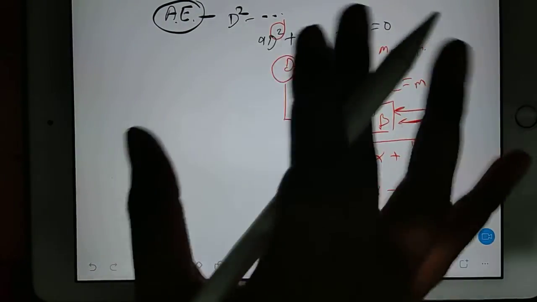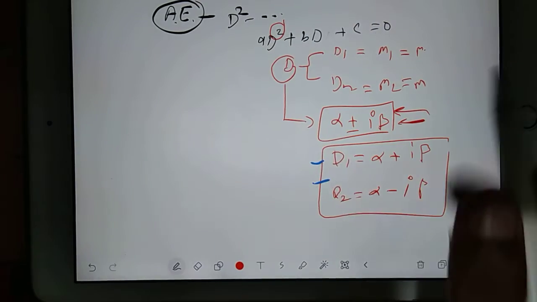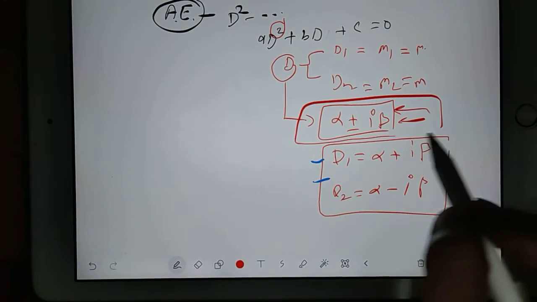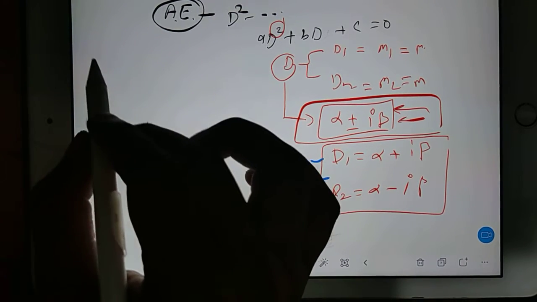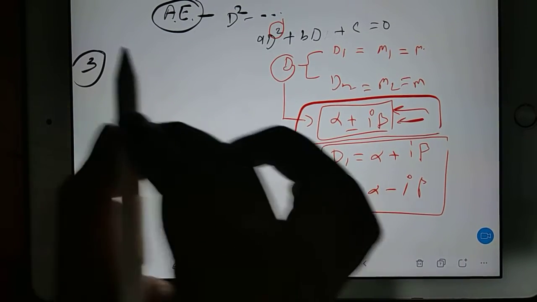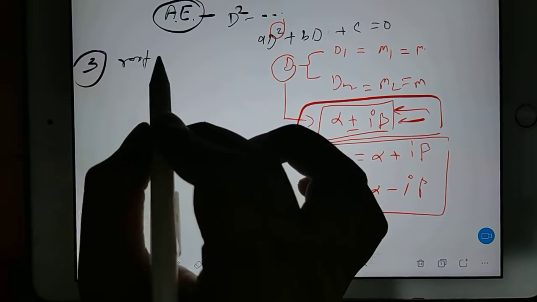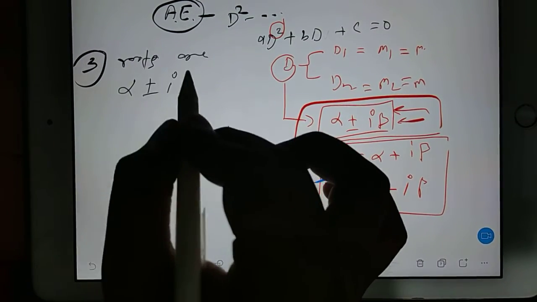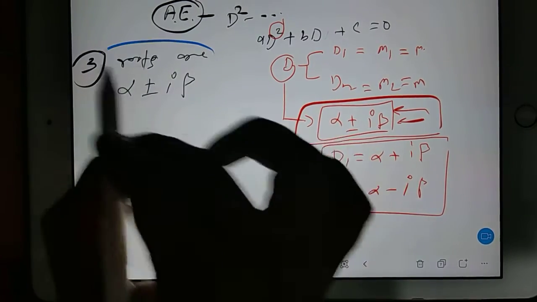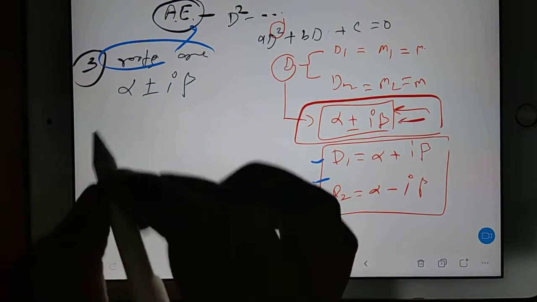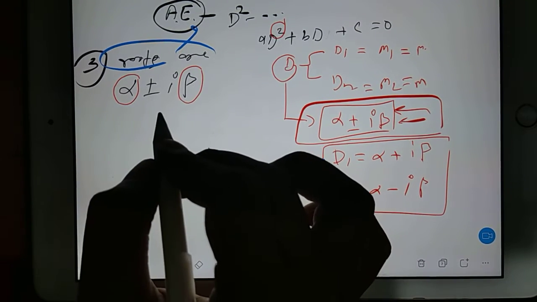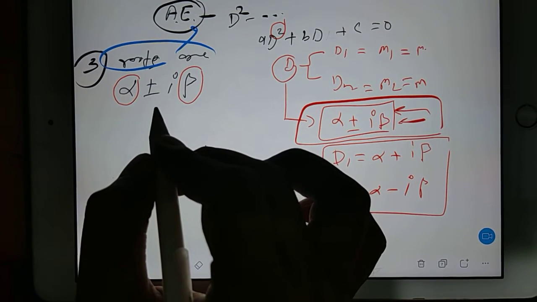Proof part I am ignoring because there is no need for the proof. So I am considering this situation, alpha plus i beta. Case 3 I am taking. In case 3, roots are alpha plus minus i beta, roots of the auxiliary equation. In that case, this alpha and beta play a very important role. And where are they playing the role?